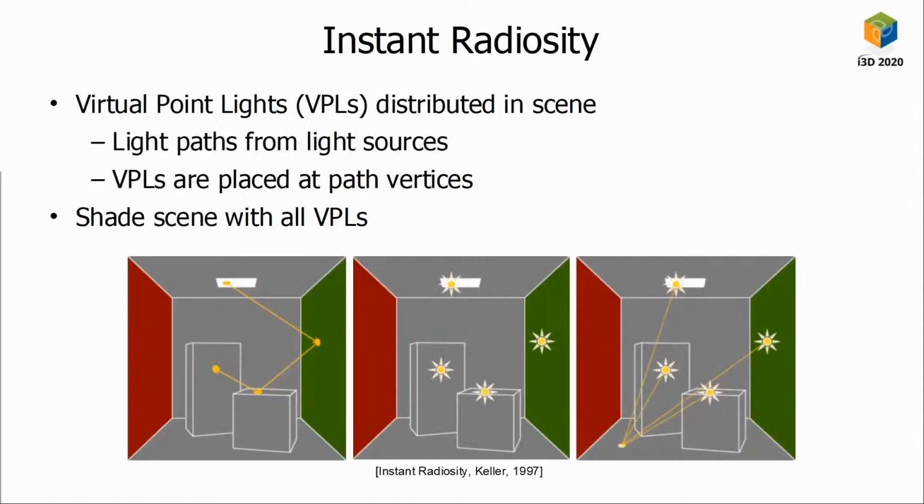The most straightforward way to render many light sources is with instant radiosity, introduced by Keller. Virtual point lights are distributed in the scene by tracing light paths from the scene's light sources and placing VPLs at the path's vertices. The scene is then shaded by taking all VPLs into account, and this of course is not the most efficient way and therefore not really suitable for real-time rendering.